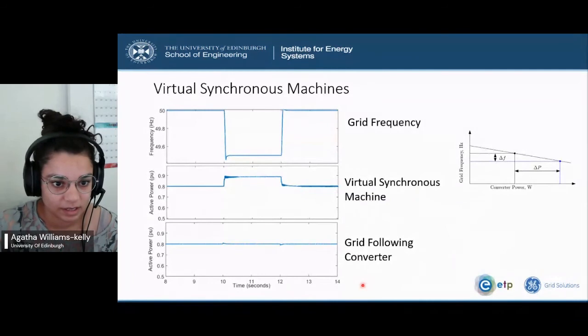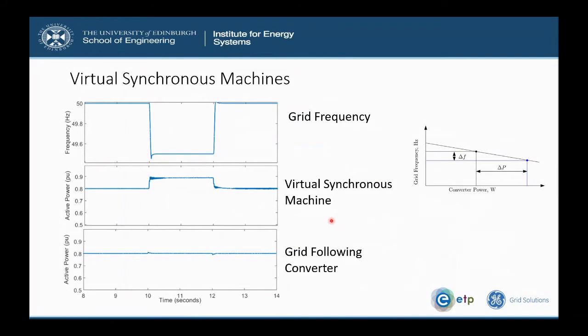So this is the active power output of a virtual synchronous machine and a traditionally controlled grid following machine responding to this very perfect grid frequency event shown at the top. You can see when the grid frequency drops, the virtual synchronous machine active power output shoots up, whereas a traditionally controlled converter wouldn't. So in this situation, you might have slowed down the rate of change of frequency on the whole system, reducing the chance that any fault is going to cascade across the network.